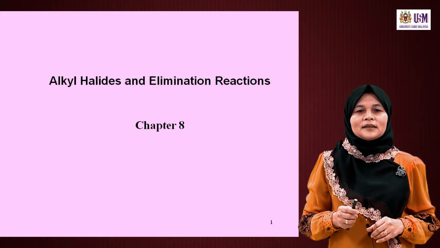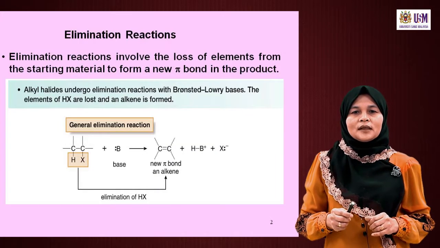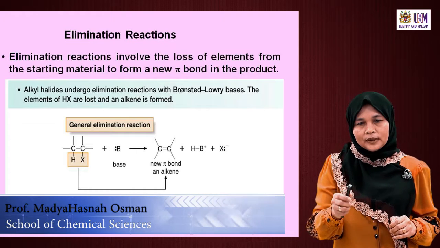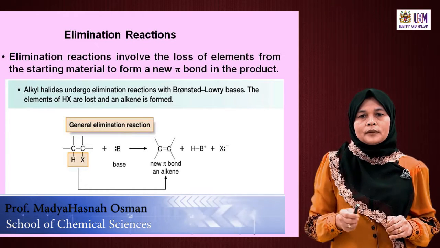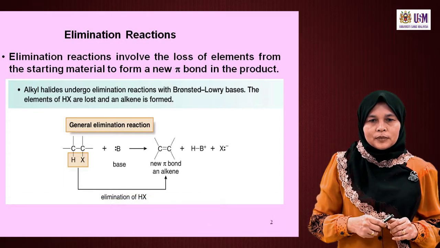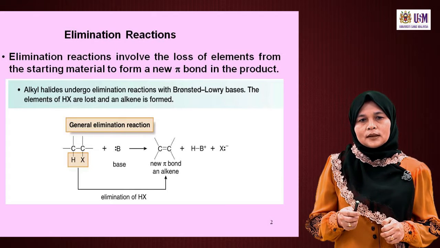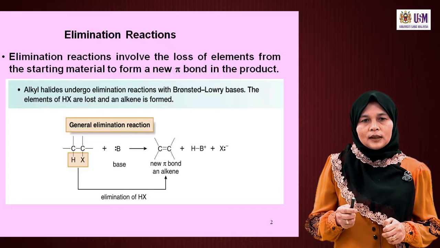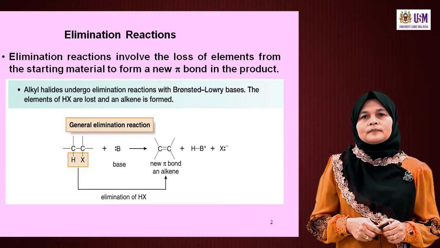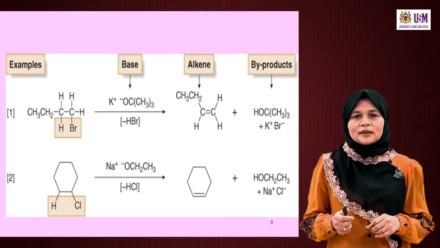Our next chapter is alkyl halides and elimination reactions. An elimination reaction involves the loss of elements from the starting material to form a new pi bond, as in the structure below. In this reaction, the elements of H, which is hydrogen, and the halide are lost and an alkene is formed. Equations 1 and 2 illustrate examples of elimination reactions.